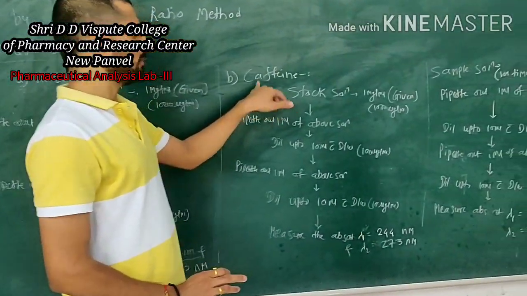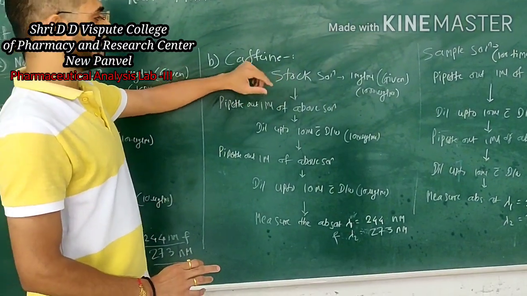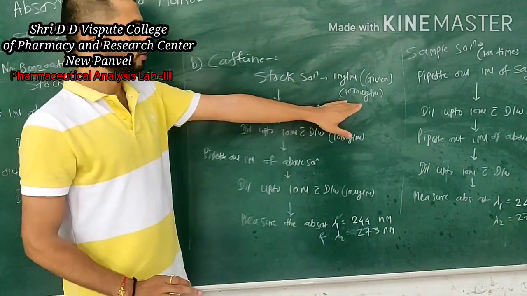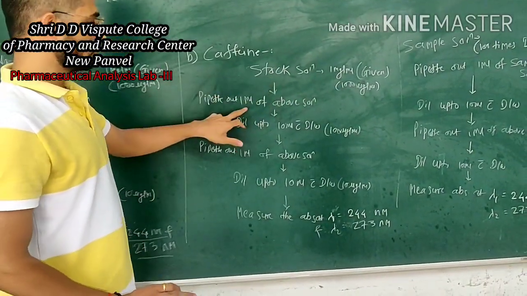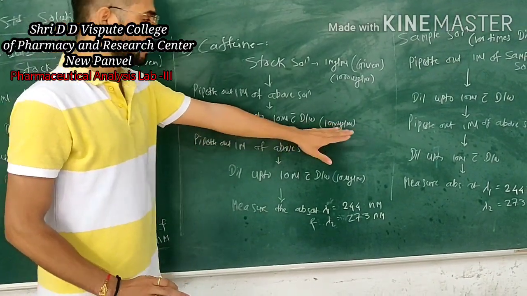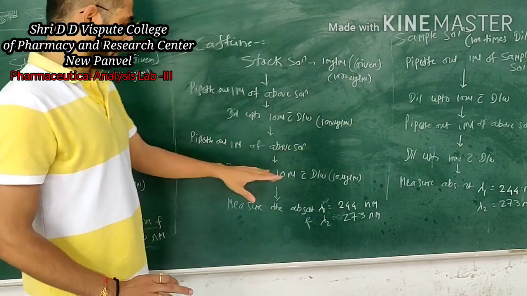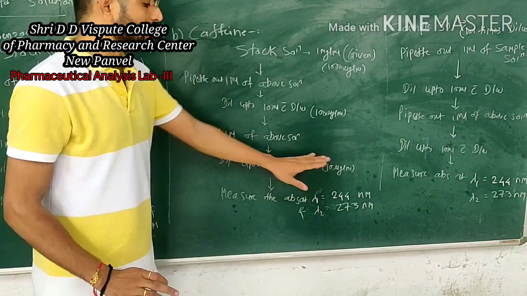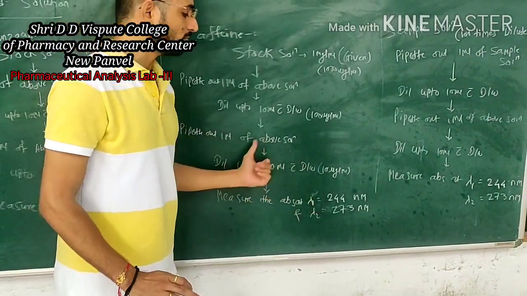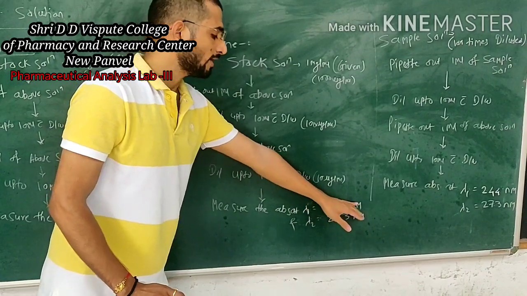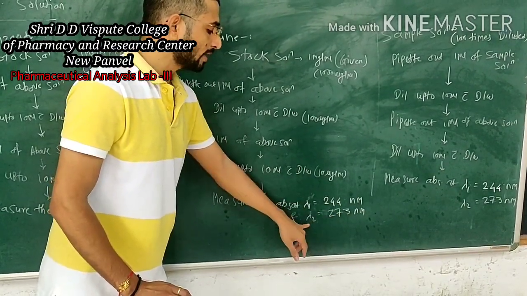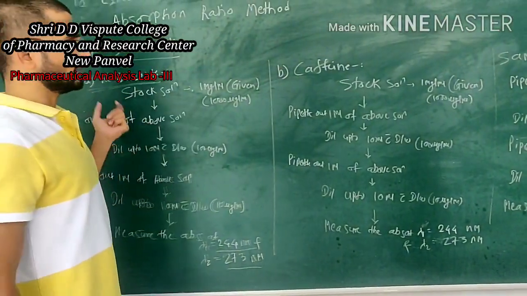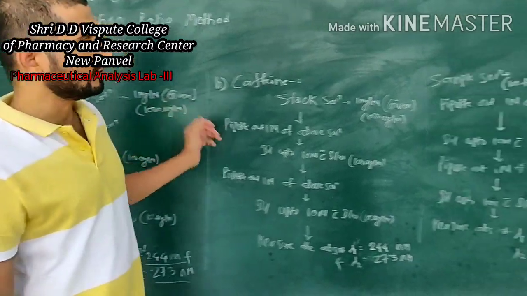Next, preparation of the stock solution of caffeine. The given stock solution is 1 mg per ml. Pipette out 1 ml from this solution, dilute up to 10 ml with distilled water, giving a concentration of 100 microgram per ml. Pipette out 1 ml from this and dilute up to 10 ml with distilled water, giving 10 microgram per ml. Again, measure the absorbance of this solution at 244 nanometer, lambda 1, and 273 nanometer, lambda 2. That completes the preparation of the two standard solutions, caffeine and sodium benzoate.